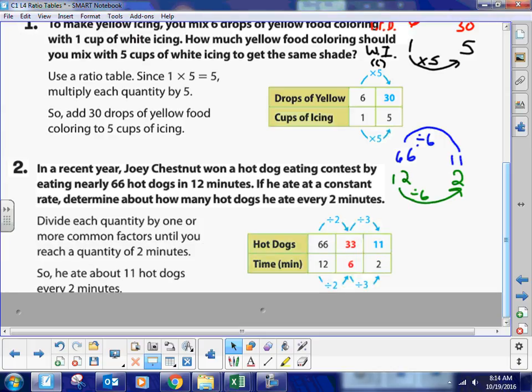Okay? Now, you can just divide each quantity by one or more common factors until you reach a quantity of 2 minutes. Okay, that's why they give you the extra box. See, here they divided by 2 and then they divided by 3. Because maybe you won't see that right away. Now, I happen to see it right away, and you probably should too. You should be able to tell me, 12 divided by what would give you 2. You should be able to answer that pretty easily. Okay, but if not, just do a two-step process.